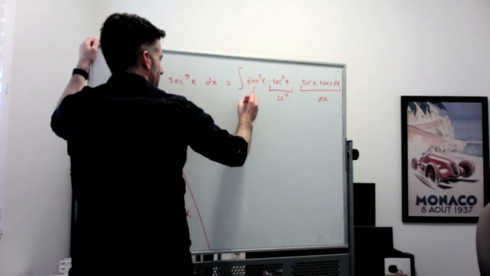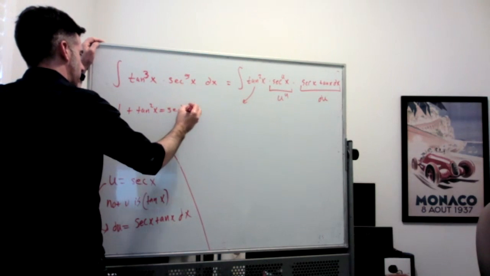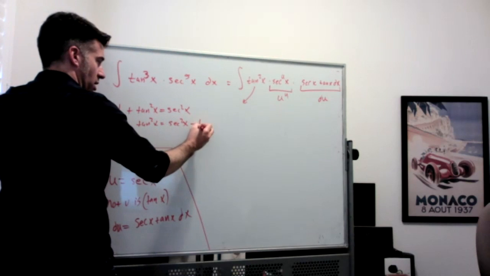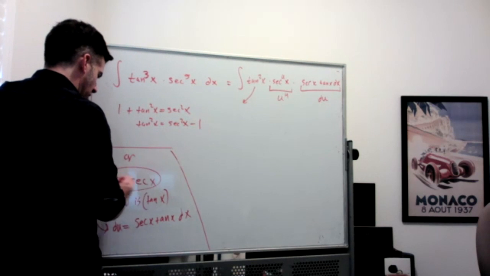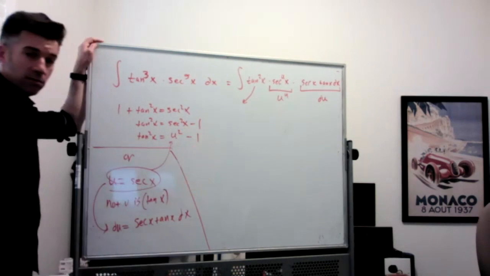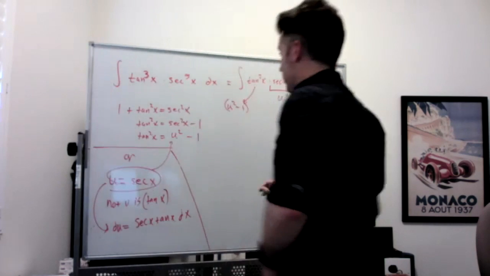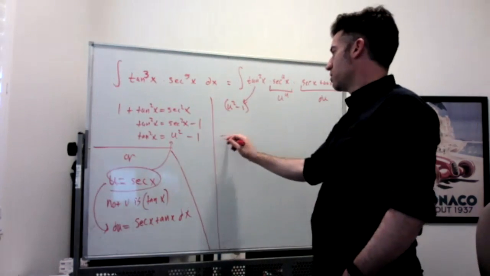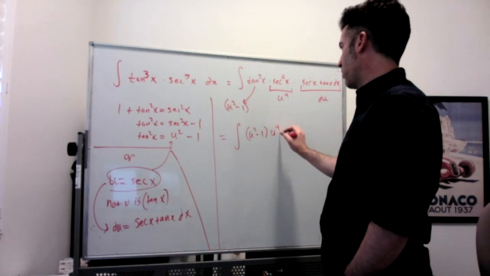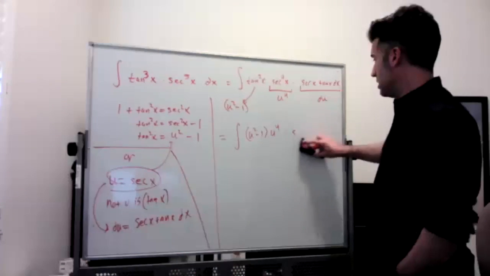And tangent squared, well, I know that 1 plus tangent squared x equals secant squared x. So tangent squared x equals secant squared x minus 1. But secant is our choice for u. So tangent squared x equals u squared minus 1. So then we can rewrite the whole integral as the integral of u squared minus 1 times u to the fourth times du.